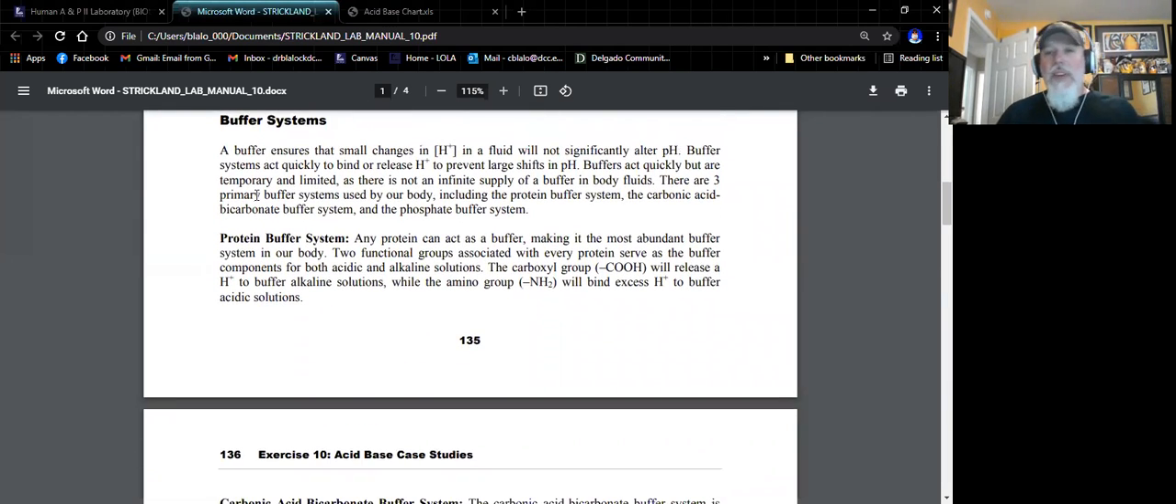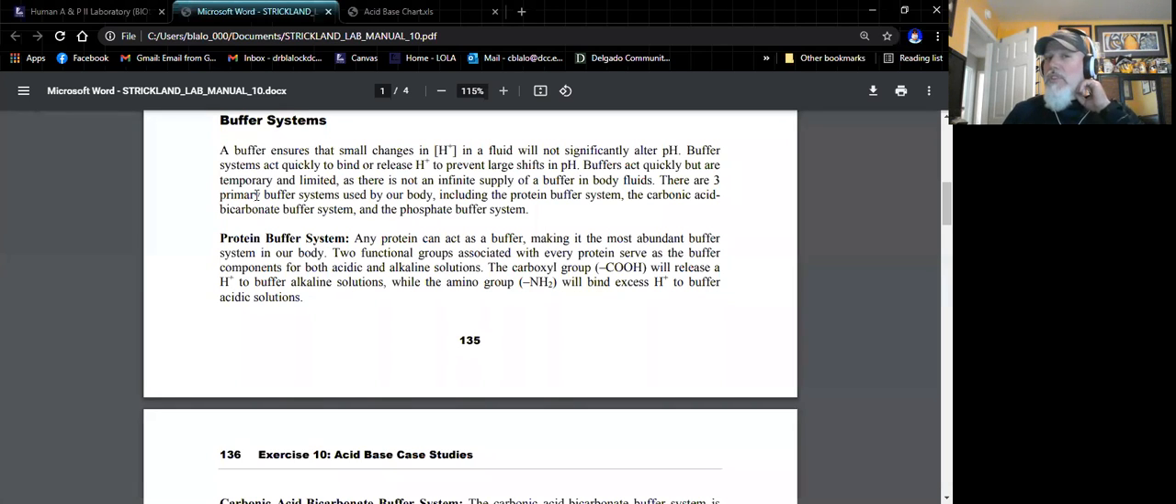So how can we fix a deviation from the normal range in our body when we need to make sure that we're in perfect balance? Well, we have buffer systems set up, and these buffer systems are always active. Basically, a buffer system is just our body's way of utilizing substances that we already have in the body to maintain hydrogen ion concentration.